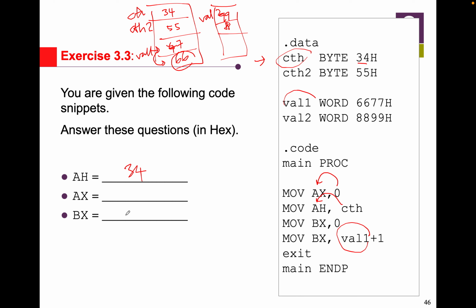And lastly, the AX here is 34. I was wrong. AH is CTH. CTH is going to be 55.